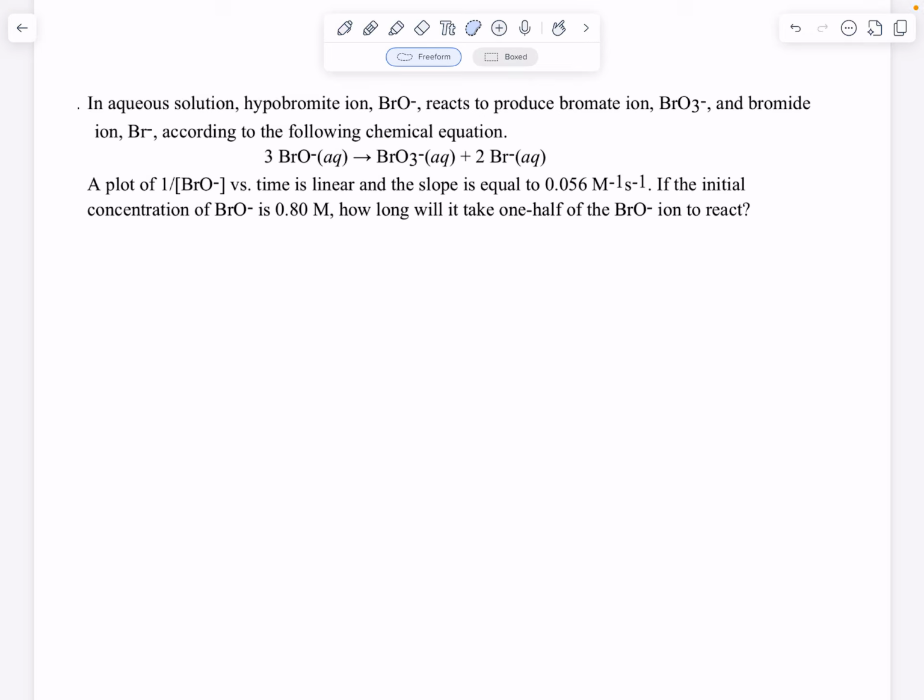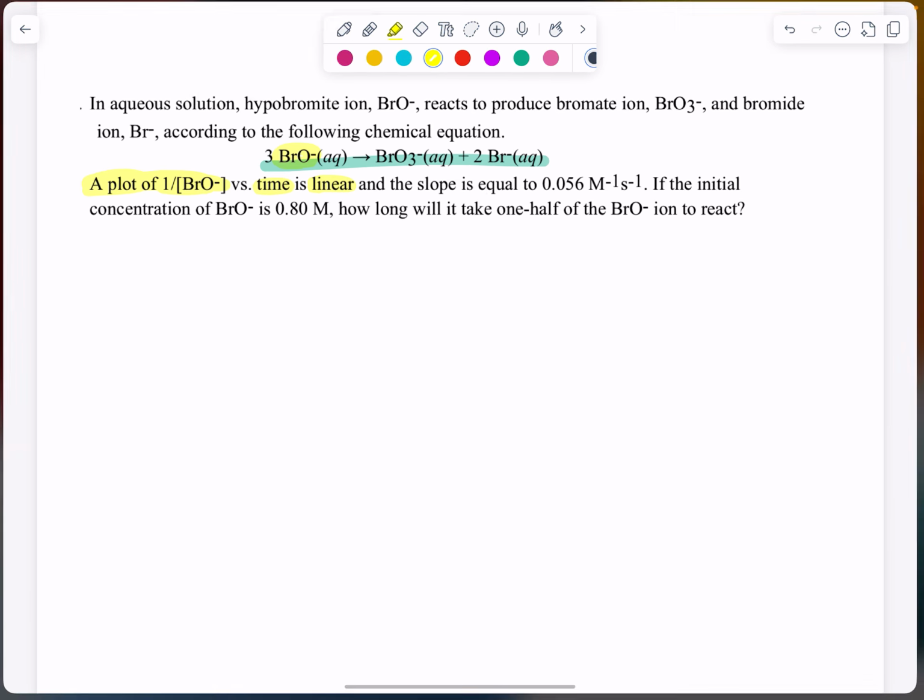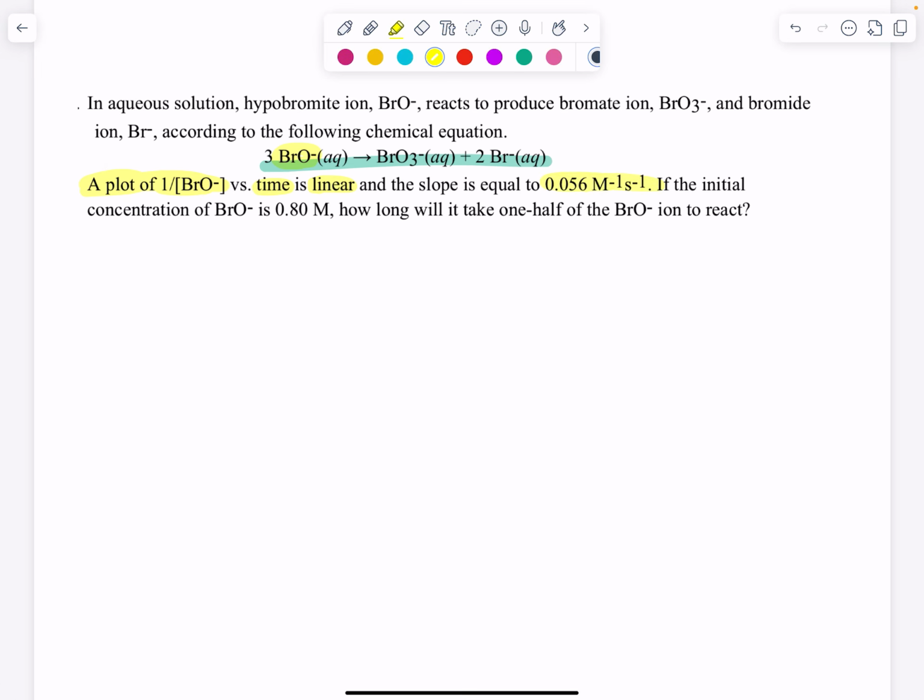Hello everyone, this video will talk about another question related to integrated rate law, and let's see what else it's about. Okay, so the question is giving us a balanced equation and then telling us some info. It's a plot of 1 over the concentration of the reactant versus time that is linear, and the slope equals this value. Basically, it didn't tell us what the reaction order is, but there are many hints actually telling us what the reaction order is.